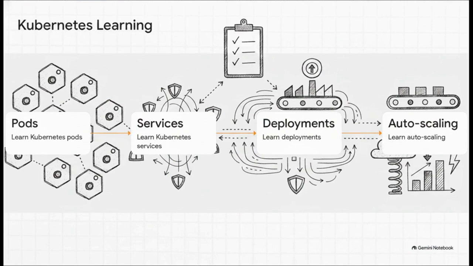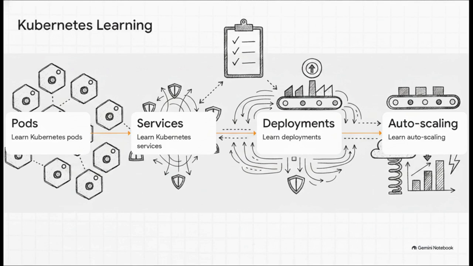First up, pods. These are literally the smallest execution units in Kubernetes, basically the wrappers holding your actual application containers. Next, we have services. These give you a rock-solid network connection, letting your pods reliably talk to each other and the outside world, even if individual pods are spinning up or shutting down.